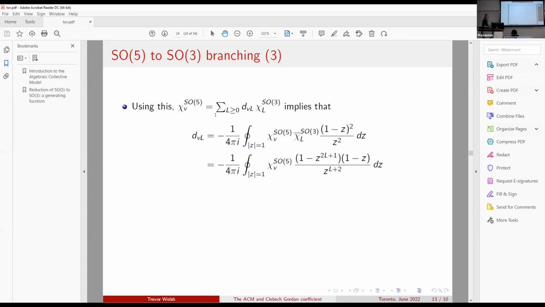Using that orthogonality relation, we now multiply both sides by a different SO3 character and integrate, and we get this expression for these branching multiplicities. Now we write in the explicit expression for the SO3 character. That's a Weyl expression, and we need the complex conjugate. That turns it into this expression.